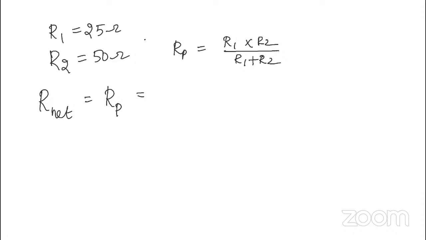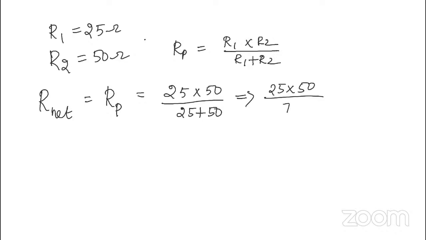Okay, let us now check it. Here it is 25 into 50 divided by 25 plus 50, which is equal to 25 into 50 divided by 75. Okay, 50 plus 25, it is 75. This is 1 time and this is 3 times. Okay, so the RP value is equal to 50 by 3 ohms.